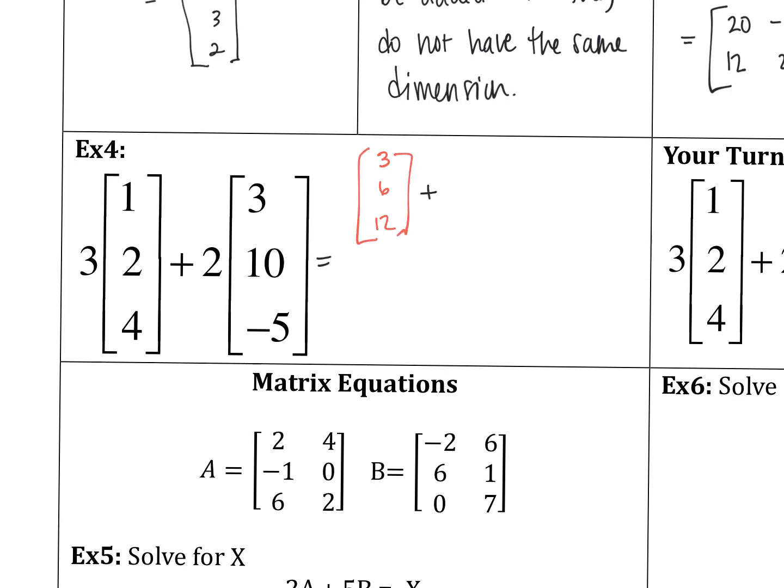Plus, we're going to multiply our second matrix by 2. 2 times 3, 10, and negative 5 will get me a resulting matrix of 6, 20, and negative 10. And I'm going to go ahead and combine those or add them together. And 3 plus 6 is 9, 6 plus 20 is 26, and 12 plus negative 10 is 2.